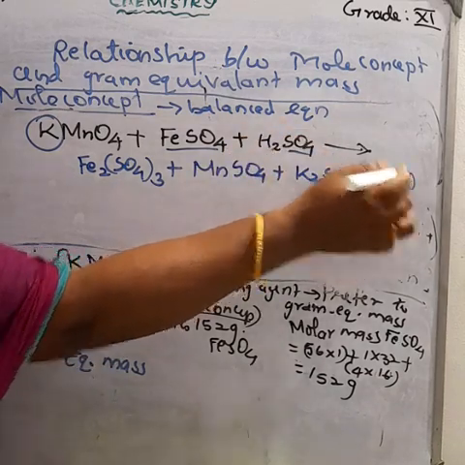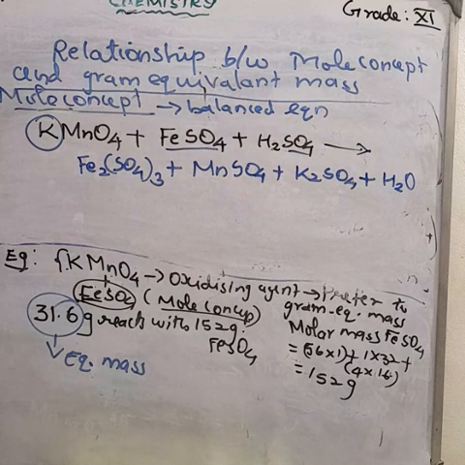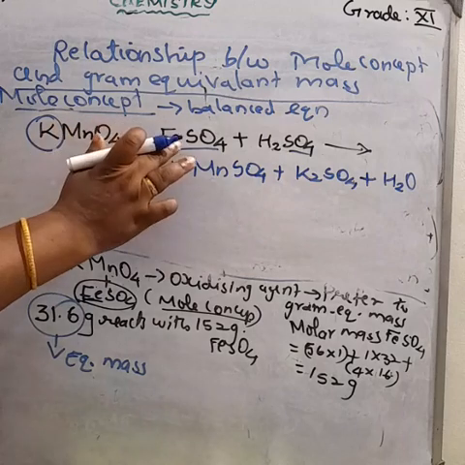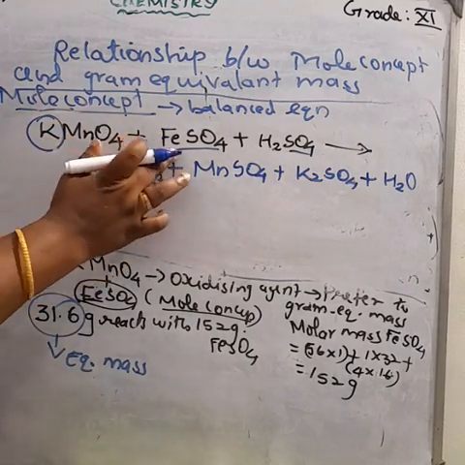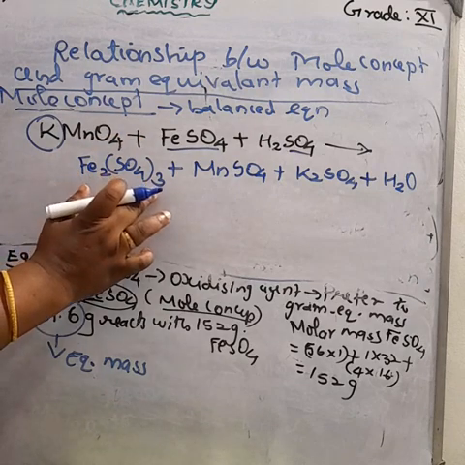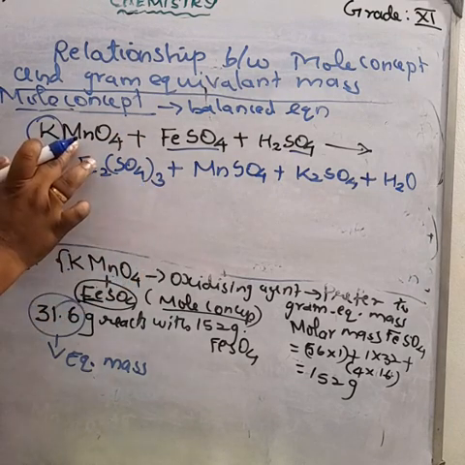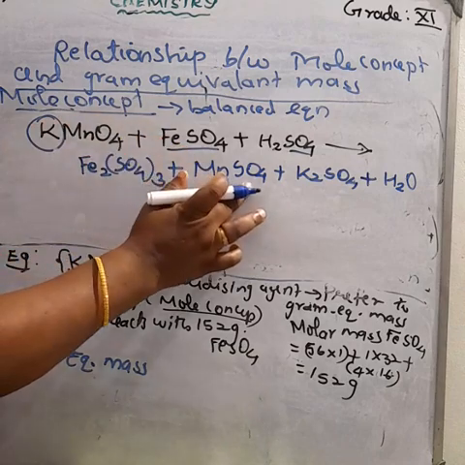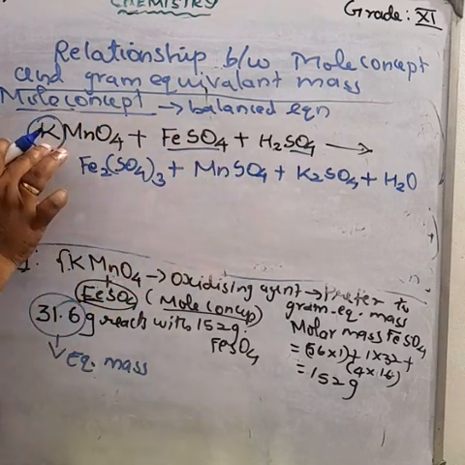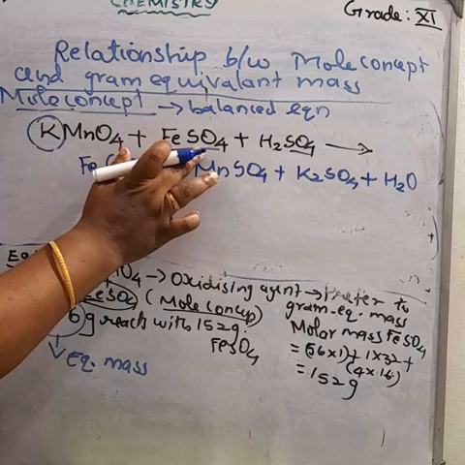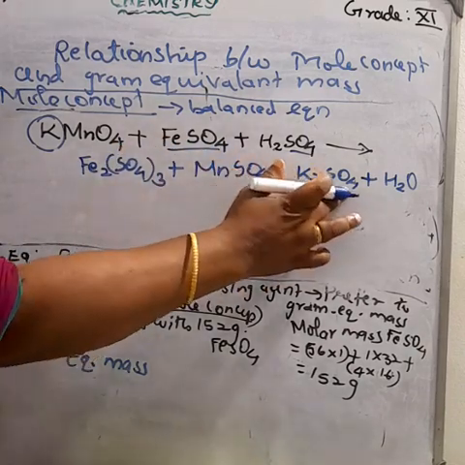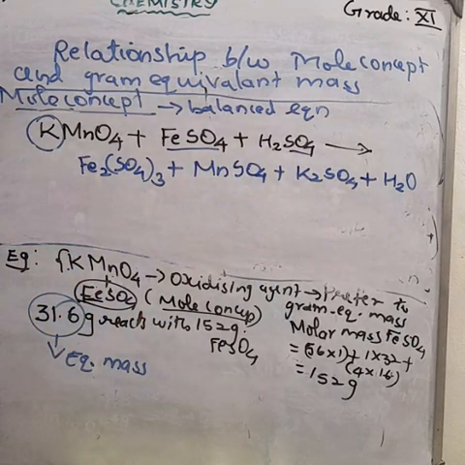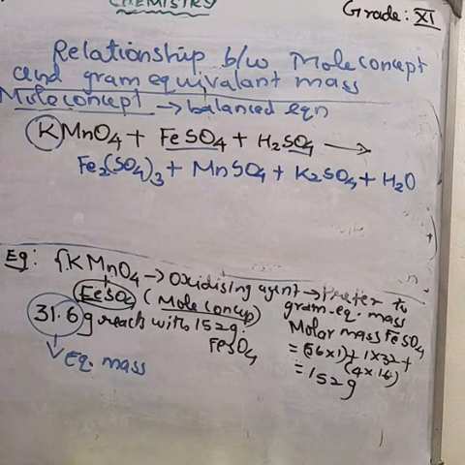Understood? So what products do we get here? The potassium permanganate oxidizes the ferrous sulfate. Ferrous is converted to ferric, so FeSO4 is converted to Fe2(SO4)3. Manganese reacts with the sulfate to form manganese sulfate, and potassium also reacts with the sulfate to form potassium sulfate. The formula of potassium sulfate is K2SO4, and water. Now we have to balance the equation here.